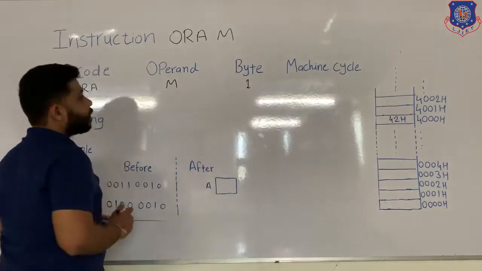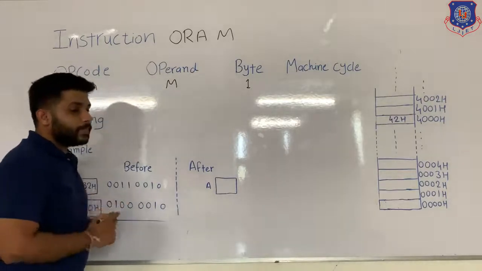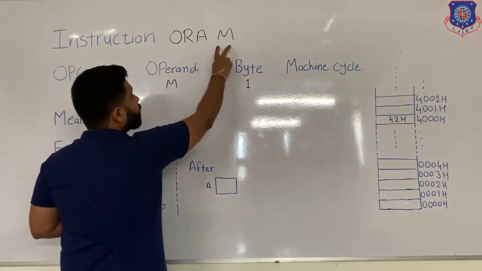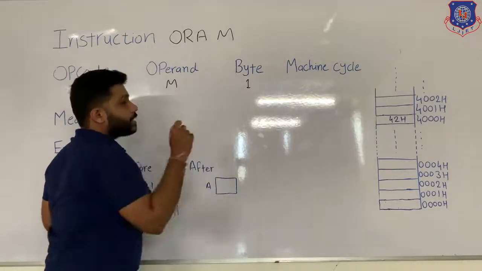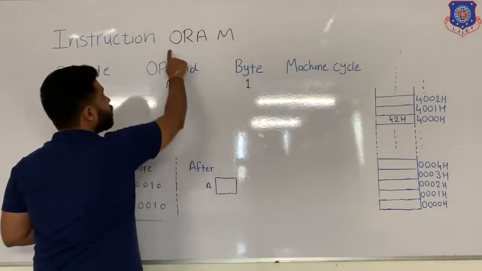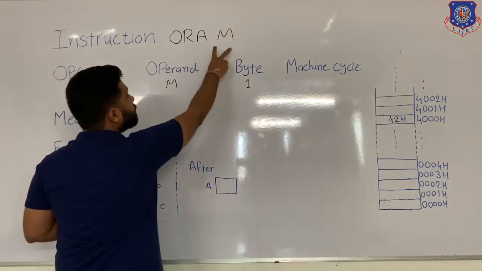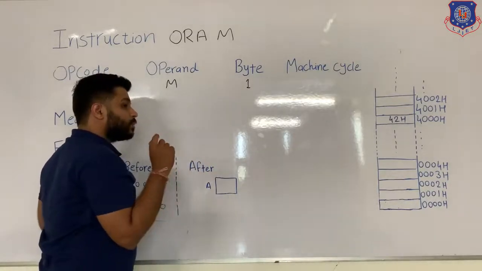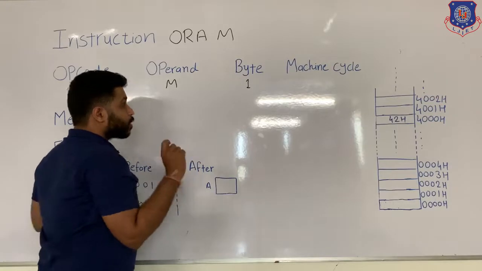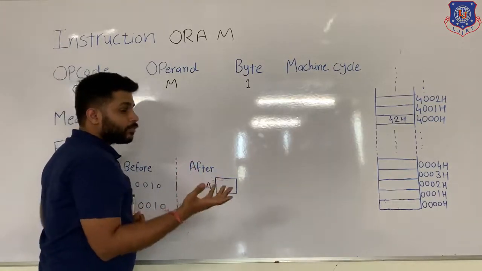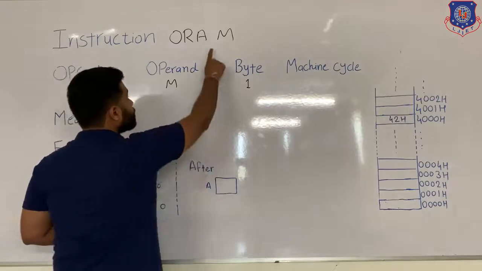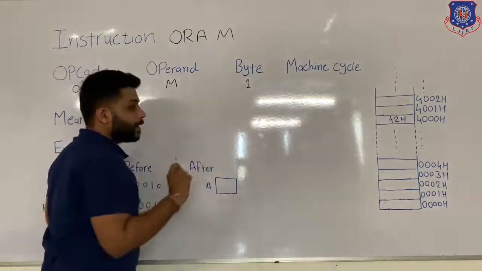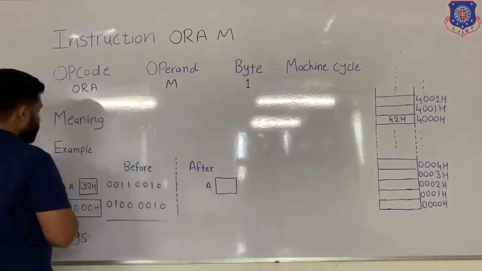Now what is the meaning of ORA M? ORA M means logical OR operation between the content of memory location and the accumulator. I am repeating, logical OR operation between the content of memory location and accumulator. An answer will be stored in the accumulator. But still, the question remains, which memory location? Whenever in the instruction you see M, it means the memory location which is specified in the HL pair. Okay, so let's see one example.